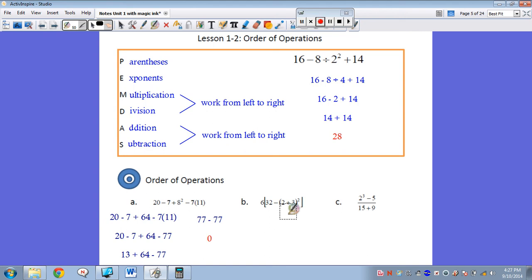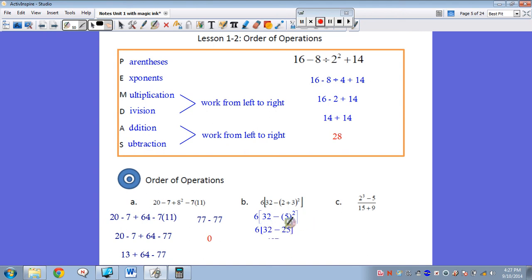Since there is something to do inside of this parentheses, 2 plus 3, that's 5. So you can rewrite this instead of 2 plus 3 as 5 there. Okay, now that parenthesis is done because there's nothing else that you can do inside of that parenthesis. So now you look at the brackets, the second set. Okay, and you do everything that you can in there. So you have 32 minus 5 squared in there. You have an exponent. 5 squared is 25.